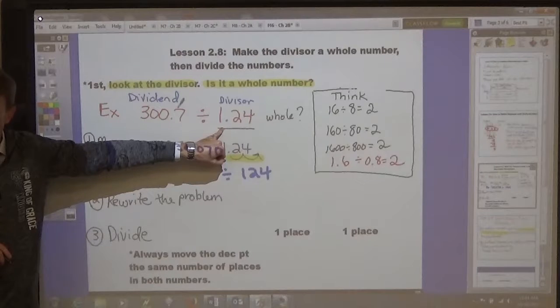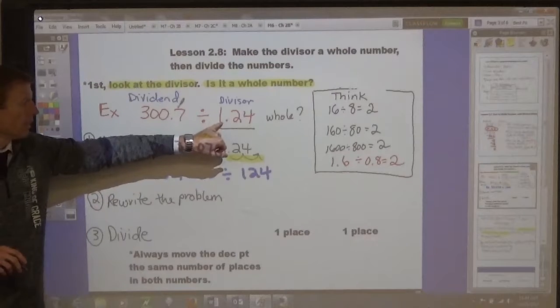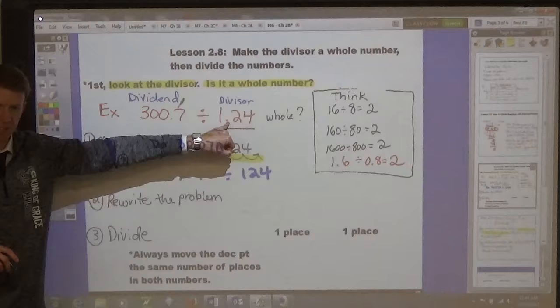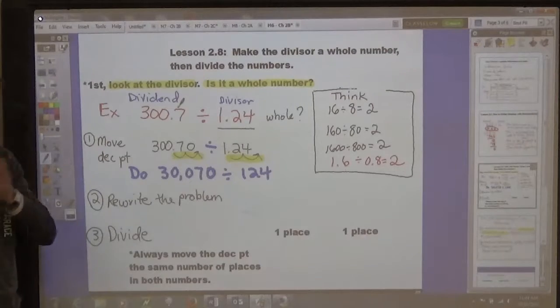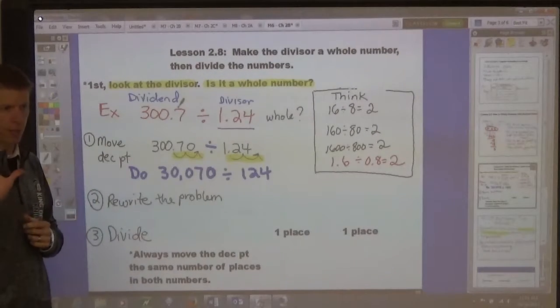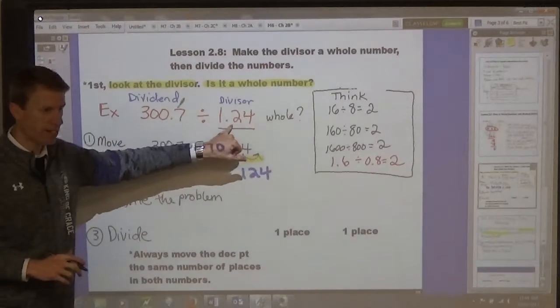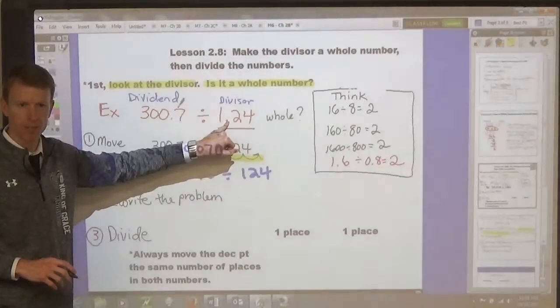The divisor, when you're doing division, must be a whole number. So, if it has a decimal point in the middle, is that a whole number? No. A whole number means it's like dollars and cents. If it's just $5, that's a whole number. If it's $1.24, that's not a whole number because it has a decimal point in the middle.